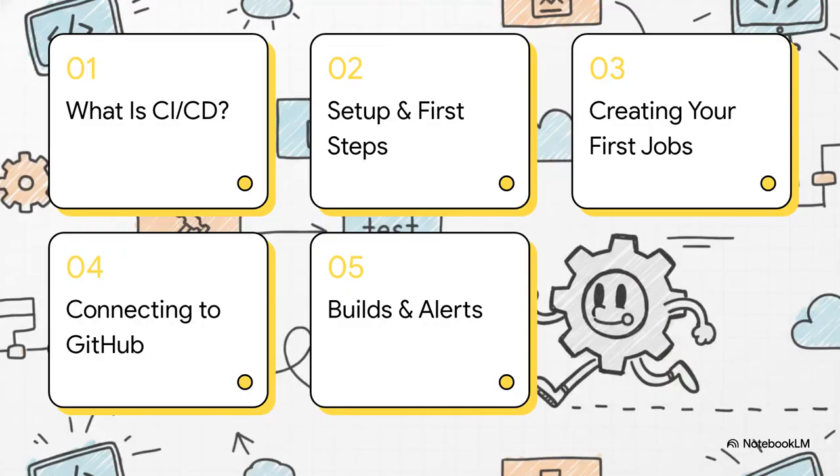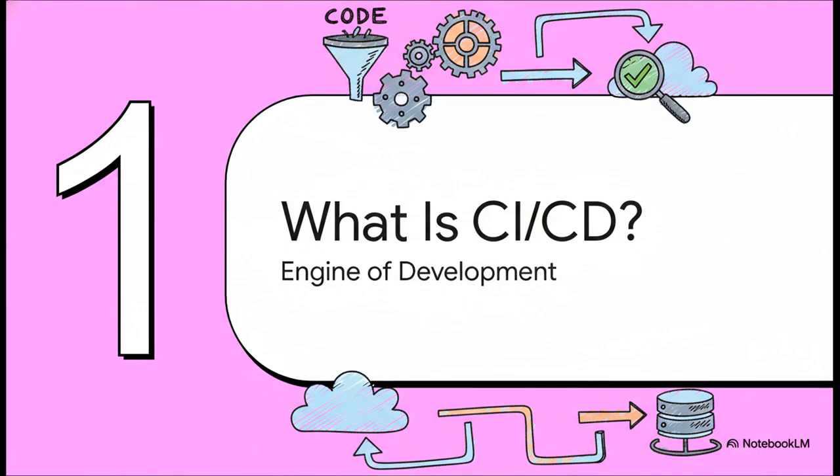So here's our game plan for this explainer. First, we're going to tackle the why. What in the world is CI/CD anyway? Then we'll get our hands dirty with the setup, create our first few automated tasks, connect it all to the real world with GitHub, and finally, we'll build in a safety net with automated alerts. Let's do it.